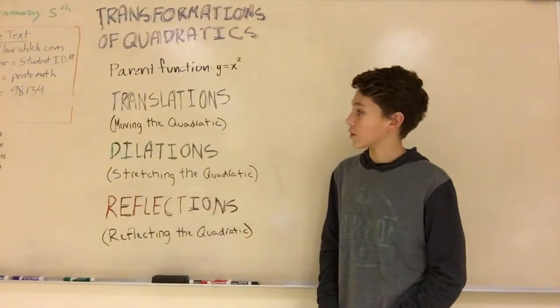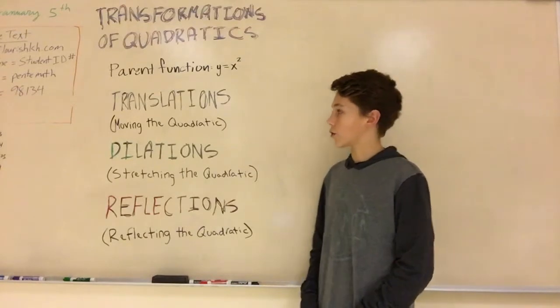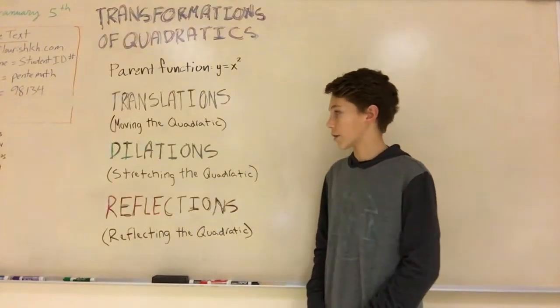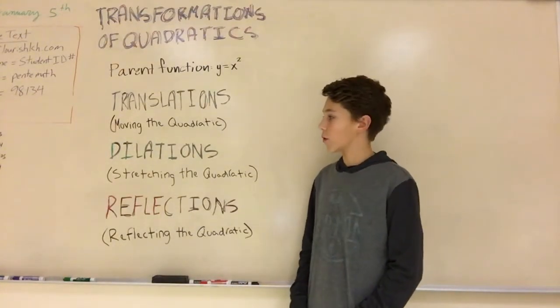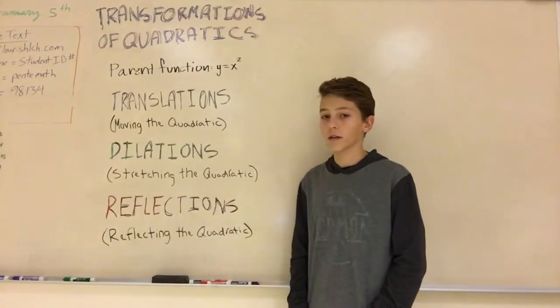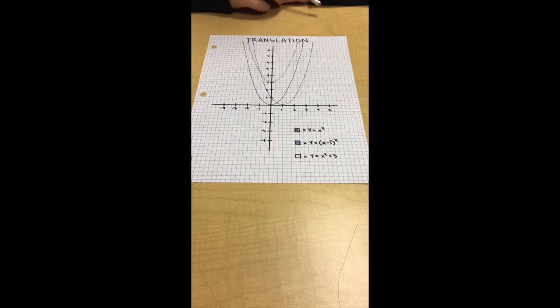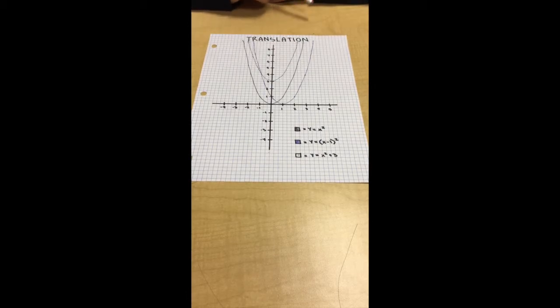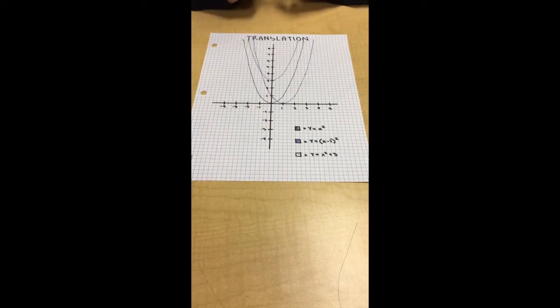The three types of transformations that you can do to a quadratic are translations, dilations, and reflections. Translations are moving the quadratic, dilations are stretching the quadratic, and reflections are reflecting the quadratic. Alright, first thing we're doing is translations. Translation is moving the quadratic.